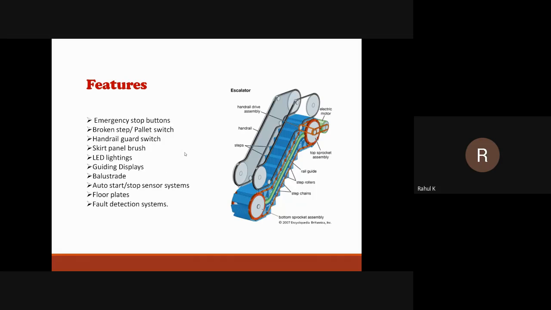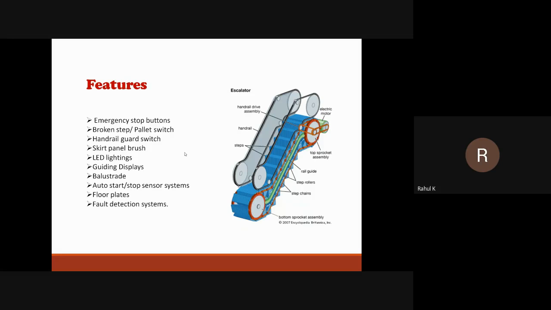Moving on, these are the main parts of the escalators which make it possible. Apart from the main default features, we can also add additional safety features to it. These are a few safety features that we can add to any industrial or commercial escalators. These include emergency stop buttons, skirt panels, LED lighting, balustrades, floor plates, etc.